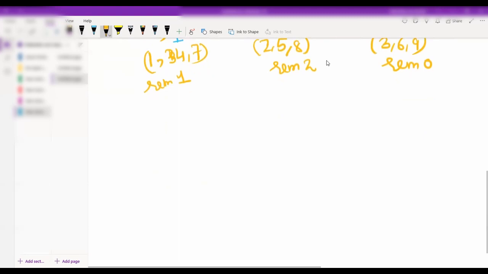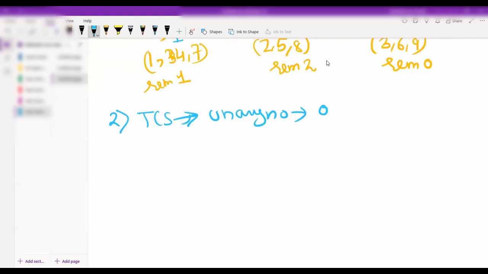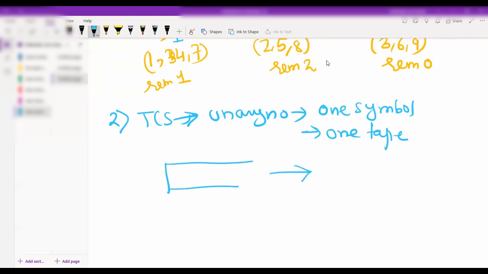Now we will go for the TM method. Now what is there in the TM method? That is step 2. In the TM method, as we are having the unary number system which consists of only one symbol, how many tapes will be there? There will be one tape. Now what is the use of this tape? This is a tape which is open from the right hand side, containing an infinite number of cells. Each cell is going to hold only a single symbol.